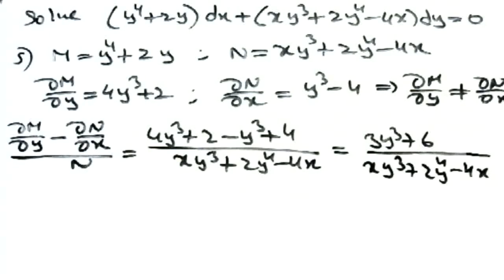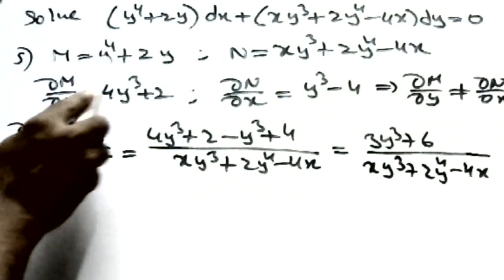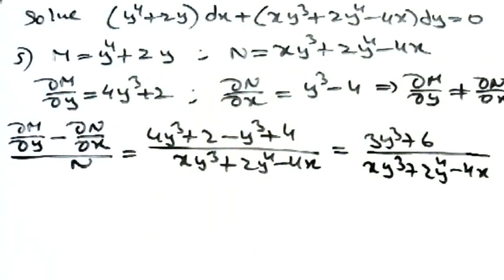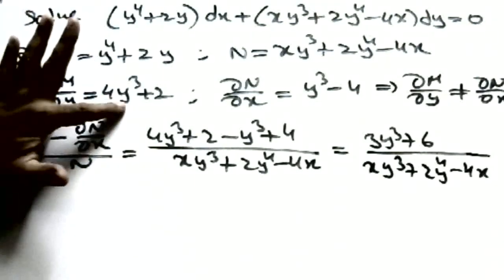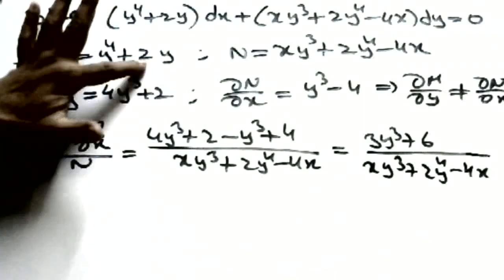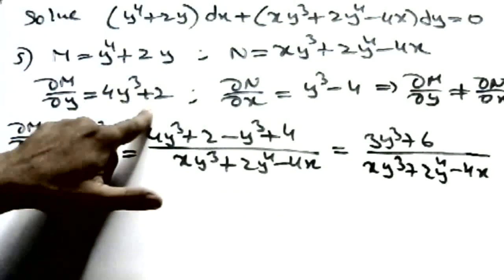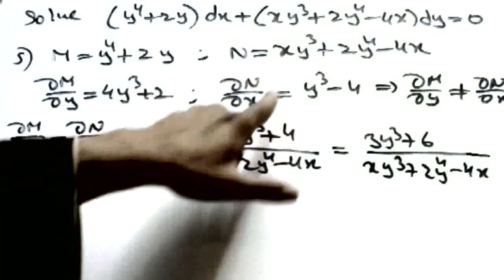Now see here, next question. I wrote a few steps here. Suppose M equals y⁴ + 2y and N equals... Let me find ∂M/∂y with respect to y. y⁴ will be 4y³, 2y differentiates to 2. So this is 4y³ + 2.